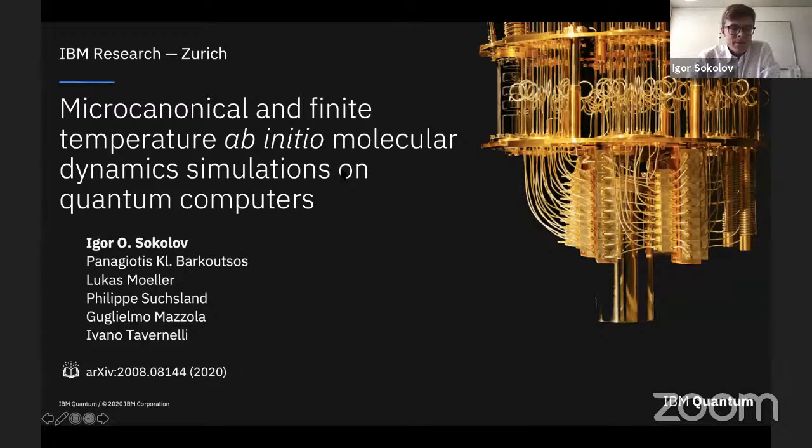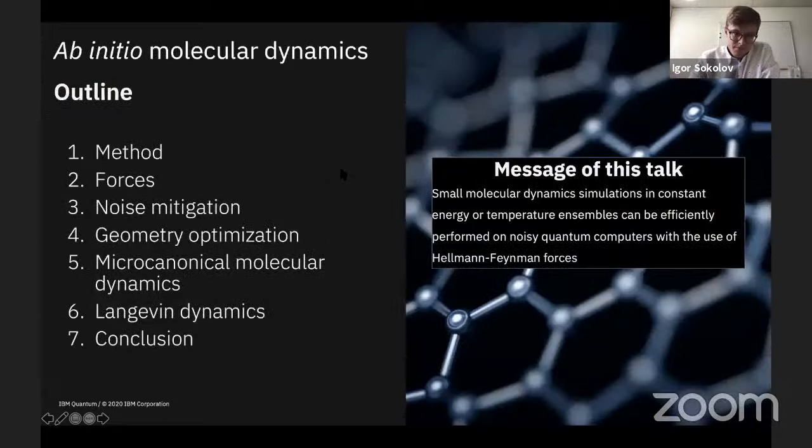Yeah, so let's start. My talk is going to tell you how we simulate chemical systems and their dynamics on quantum computers. I'm a PhD student at IBM Rüschlikon in the team of Ivano Tavernelli. The message of my talk is the following: we want to show that we can nowadays simulate small molecular systems, running the dynamics in constant energy and temperature ensembles, and for that we will need to use Hellmann-Feynman forces.